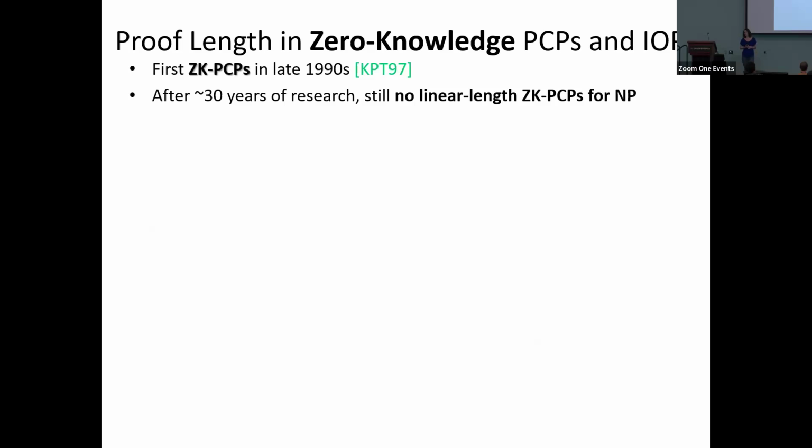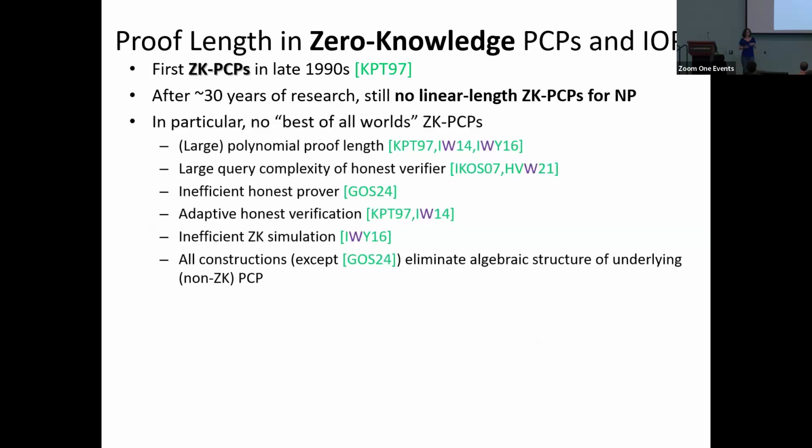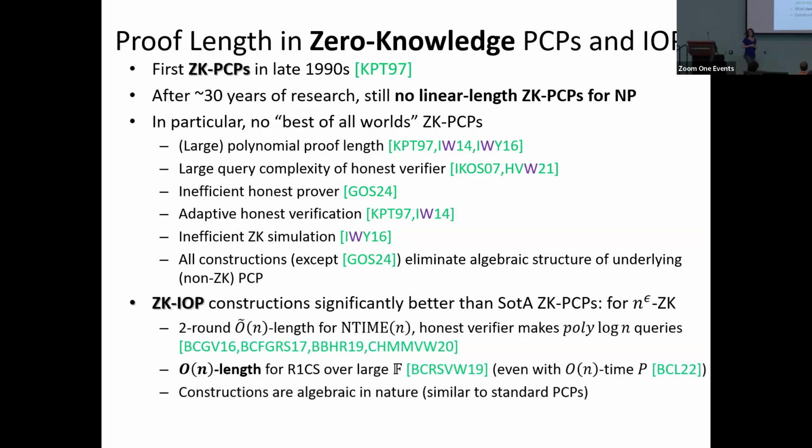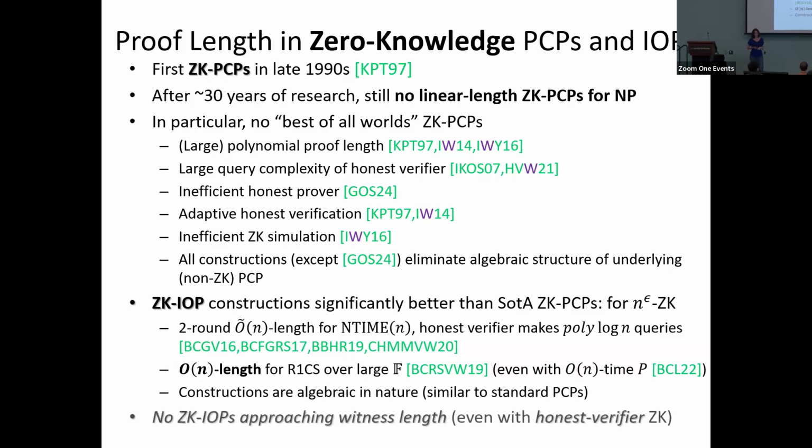What about zero knowledge PCPs and zero knowledge IOPs? So despite almost 30 years of research, we don't have zero knowledge PCPs with linear length. And actually, each of these ZK PCP constructions has its own issues. For zero knowledge IOPs, the situation is better. We do have linear length IOPs for NP-complete languages, but still no ZK IOPs approaching the witness length. So 1 plus delta times the witness length. Even if you just care about getting zero knowledge against the honest verifier, we don't have them.